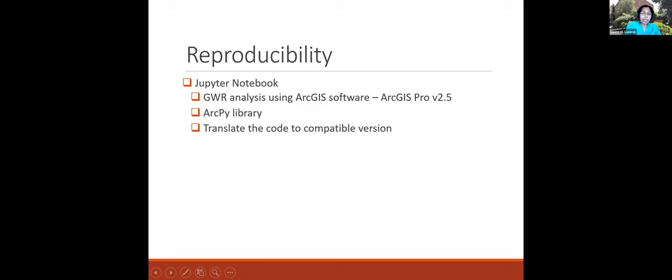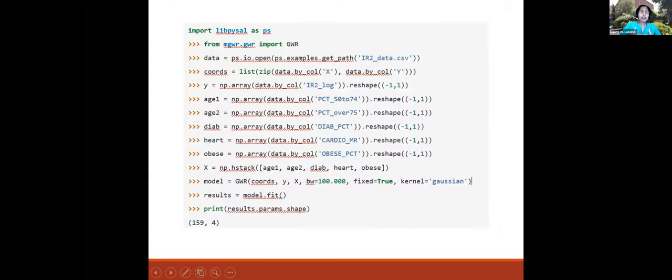So in this regard, I found a sample code from the MGWR developers website that looks something like this. And I started inputting my own variables into the code. So this is what I will be doing in the next couple of weeks to translate the code that I have to this more accessible format so that it can be uploaded to the CyberGIS platform and can be usable.